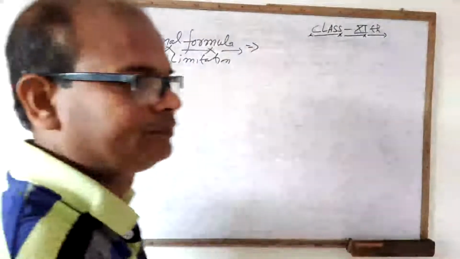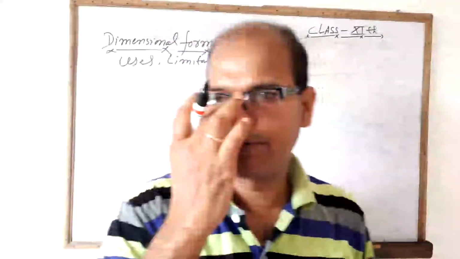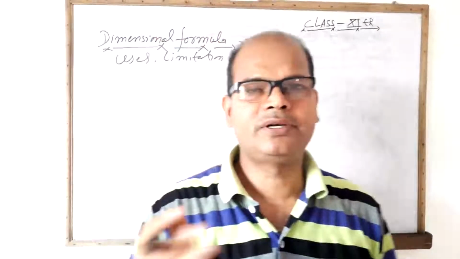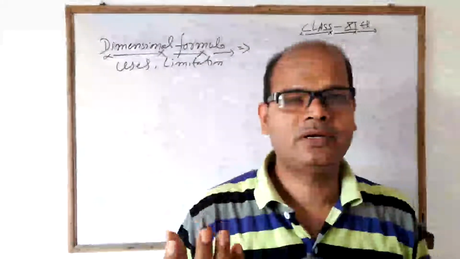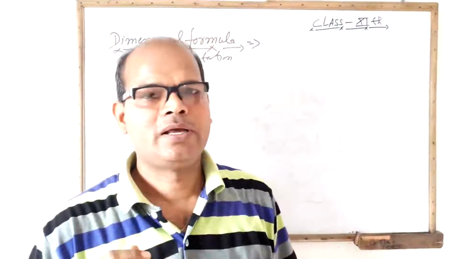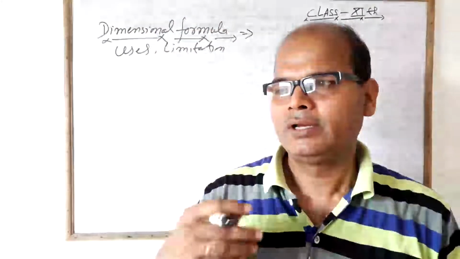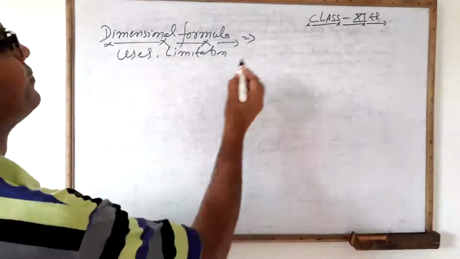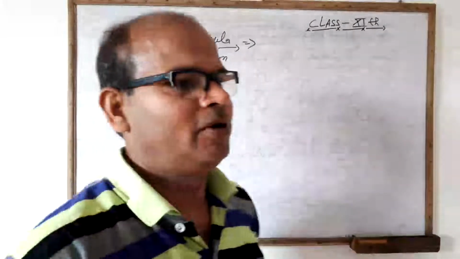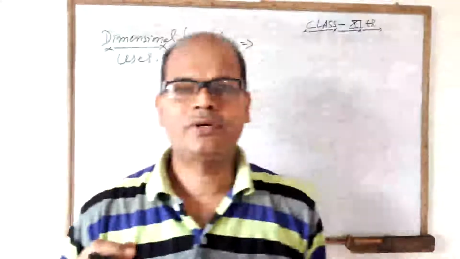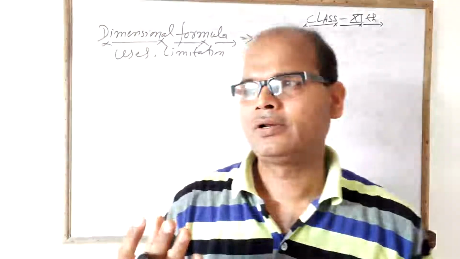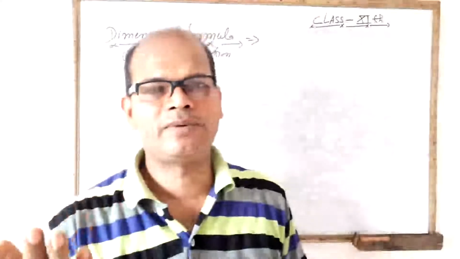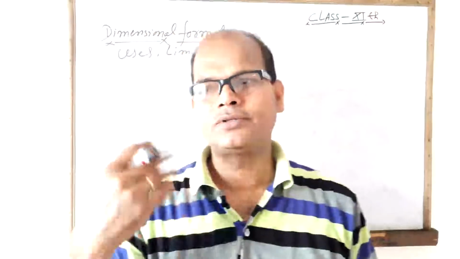Students, write down: every physical quantity expressed in dimension is called the dimensional formula. Example, velocity: velocity equals displacement by time, which means L T inverse 1.